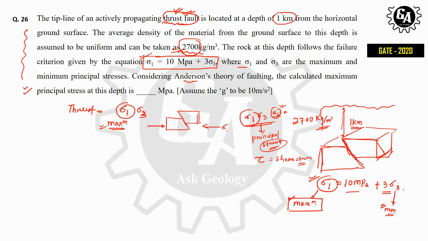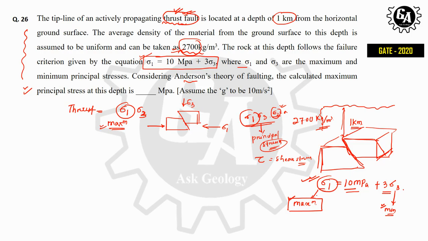Okay, so sigma 1 is horizontal and sigma 3 is your vertical. This is the principal stress orientation for a thrust fault to occur. Now this failure criteria is following this equation.